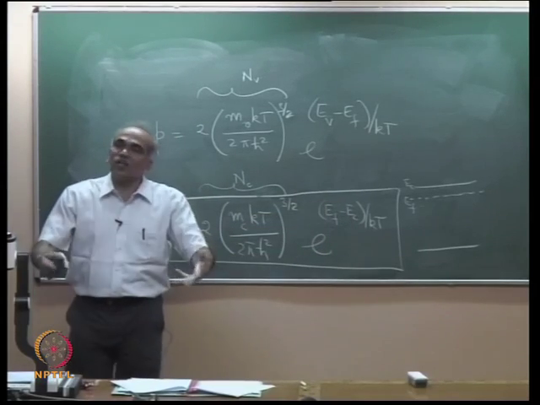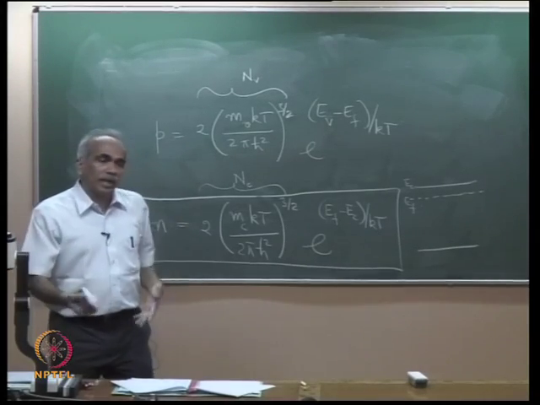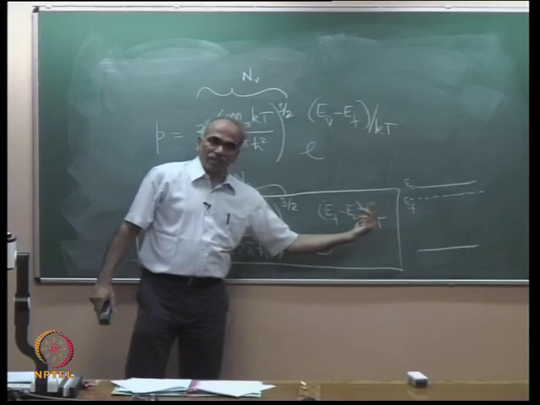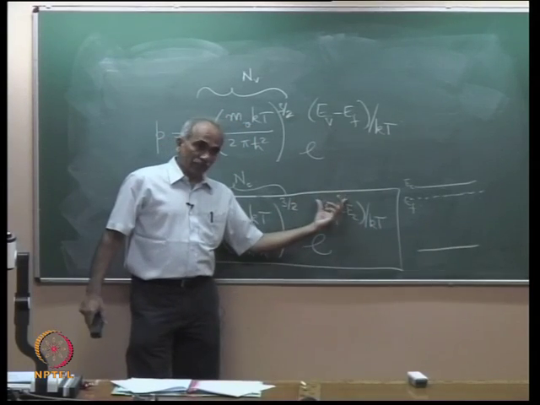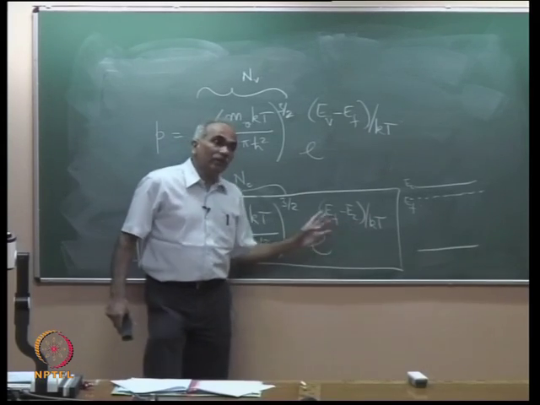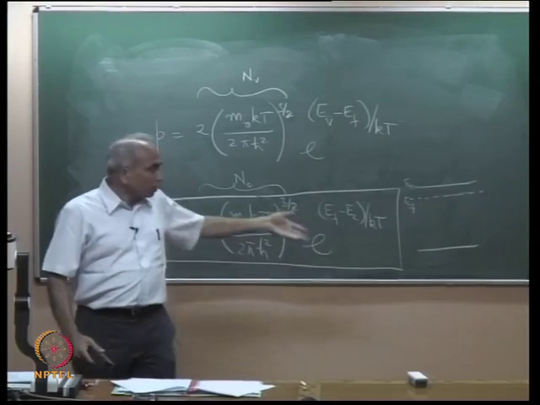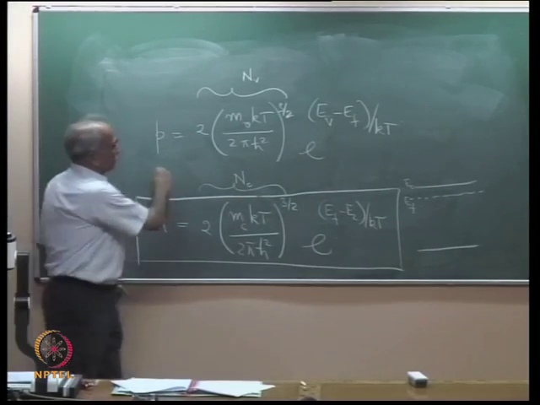A quick cross check. Sometimes by using a negative sign or something, you would have got this as EC minus EF. If this becomes EC minus EF, this is a positive number, much greater than KT. So this will also give e to the power of 8, e to the power of 10, which is a very large number. So this is correct. All right.